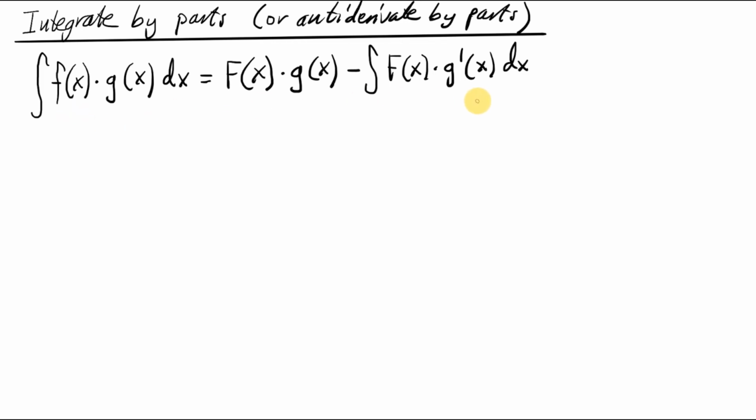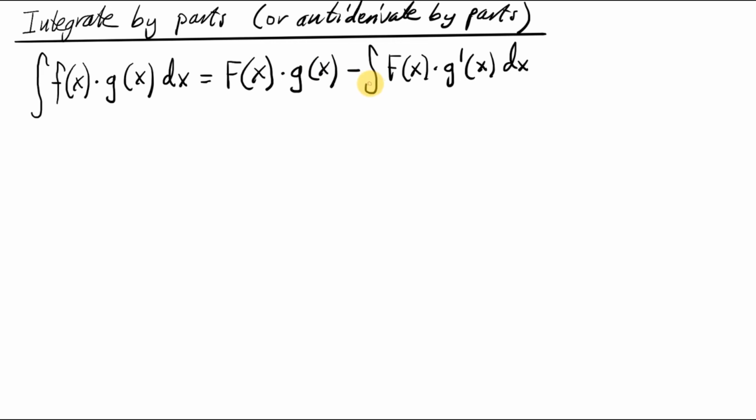The following formula is called integration by parts. Although it looks quite complicated, it's not that complicated. So if you want to take the antiderivative of the product of two functions, then sometimes it can be useful to use this. Then you only have to take the antiderivative of the first one times the second one.